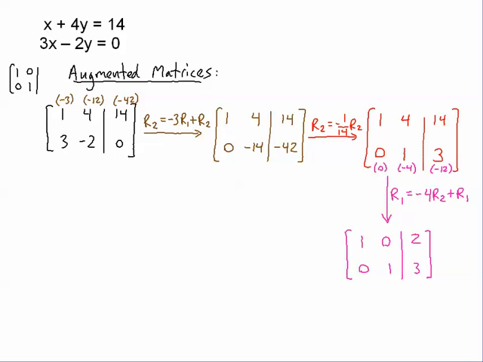Hopefully you can see that we are finished. We have our 2 by 2 identity right here, perfectly intact, which means that we have our final answers here. We know that x equals 2 and y equals 3.